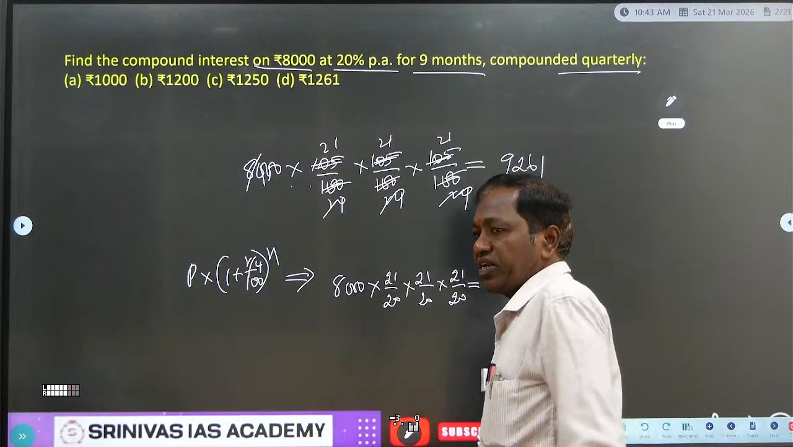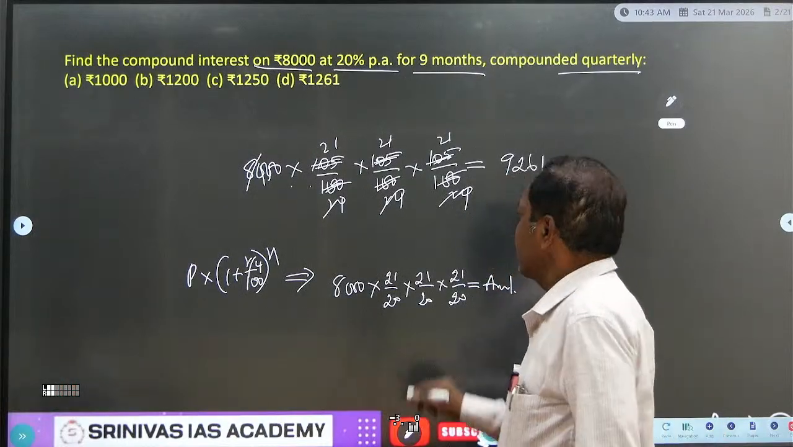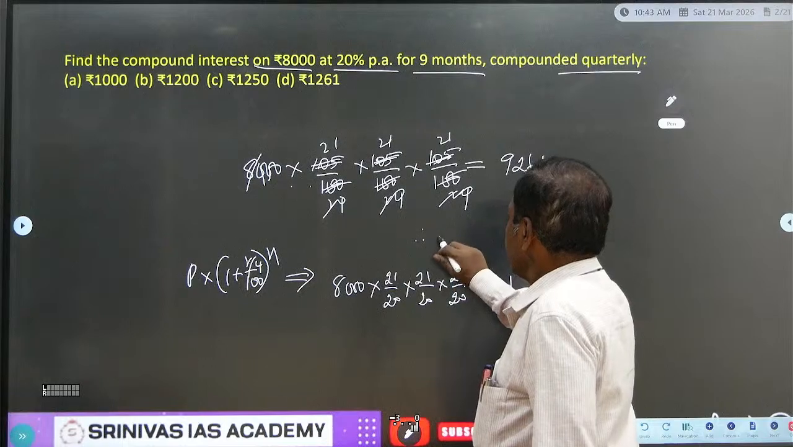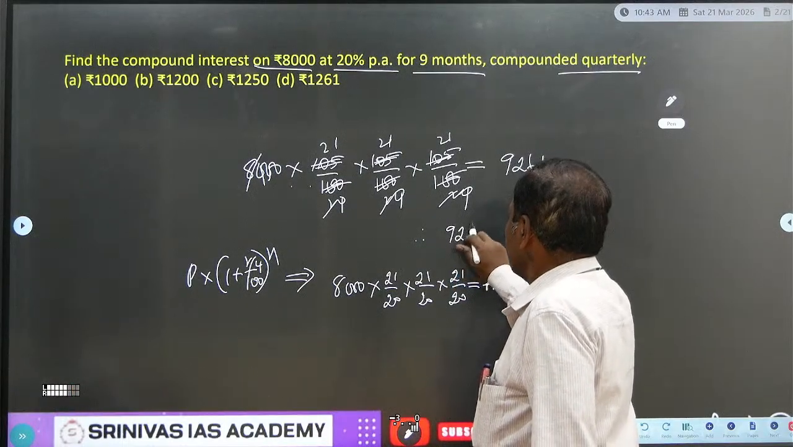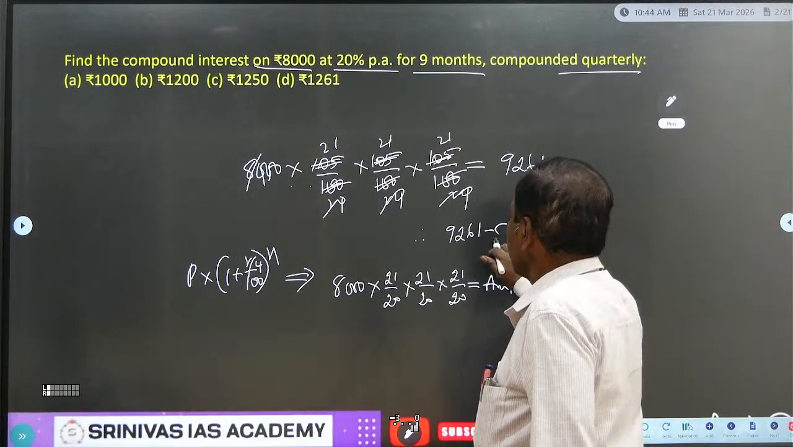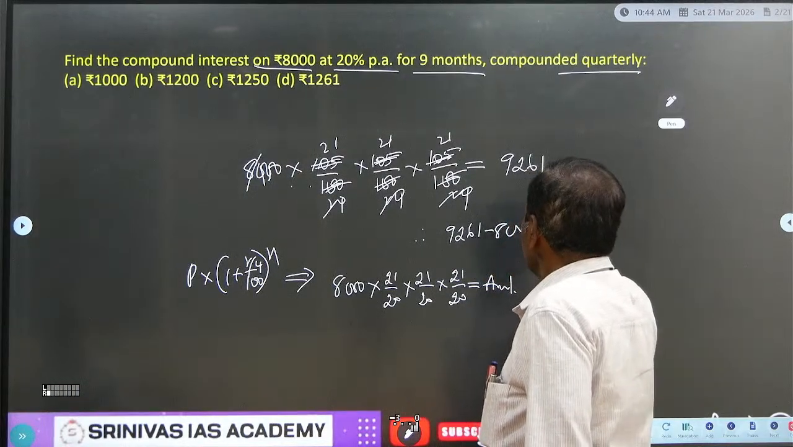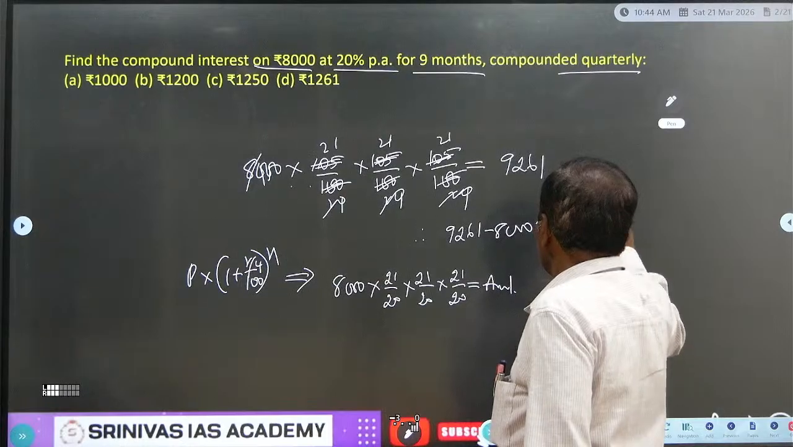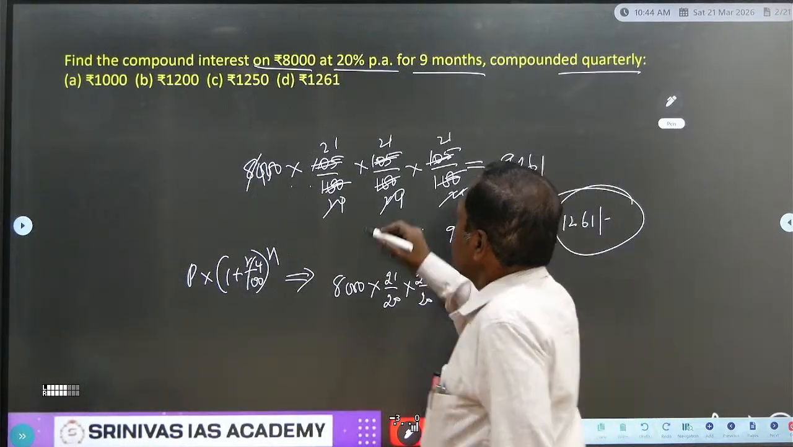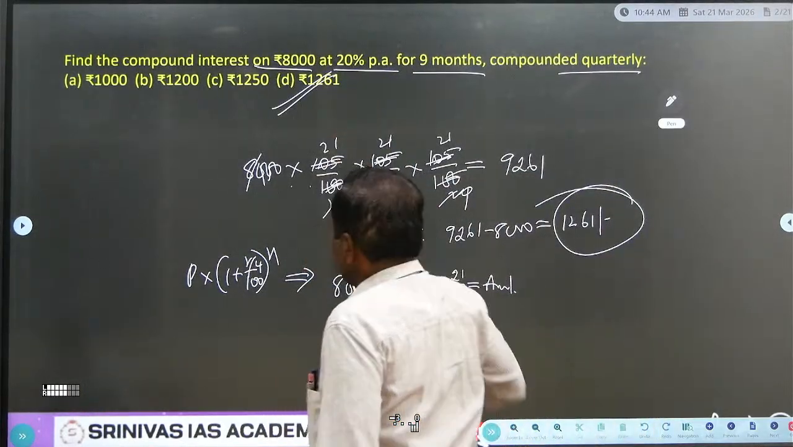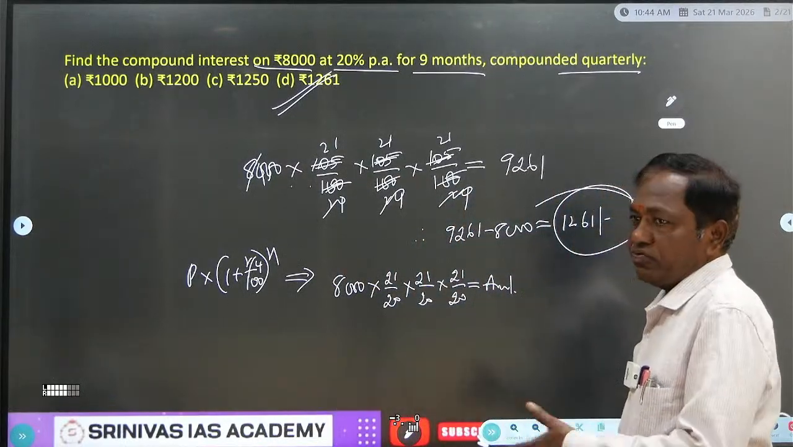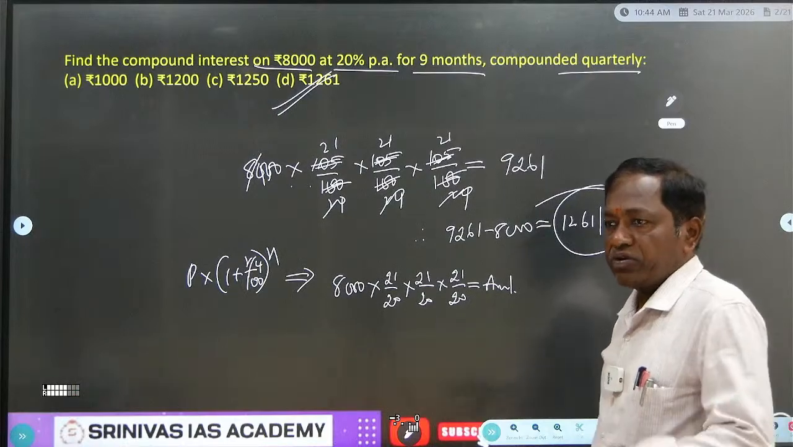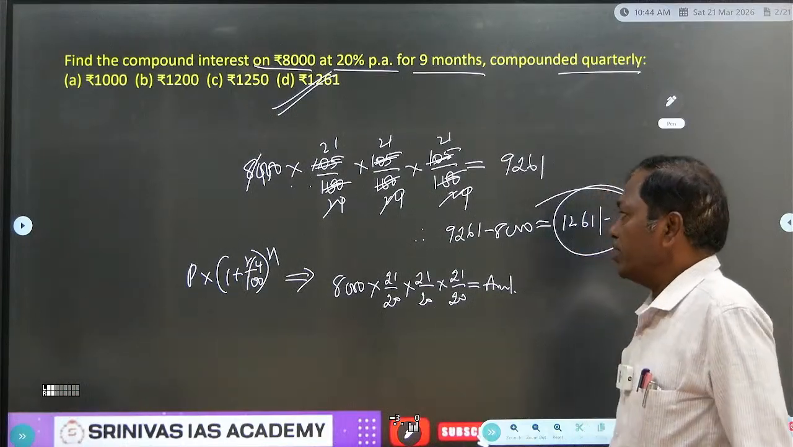9,260. That's why, if you forget, this one gets 6. Specifically, I emphasized this. 9,261 minus principal money, 1,261. Option B. If you forget 21 cube, this will take more time, or we have to drop the question. That's only what will happen.